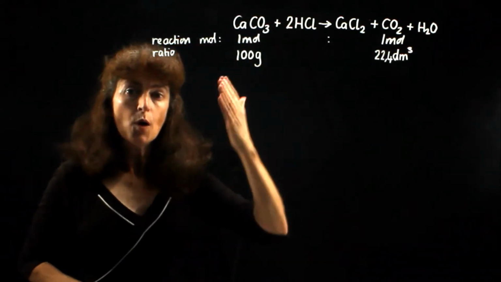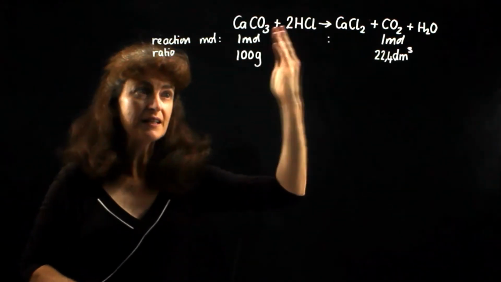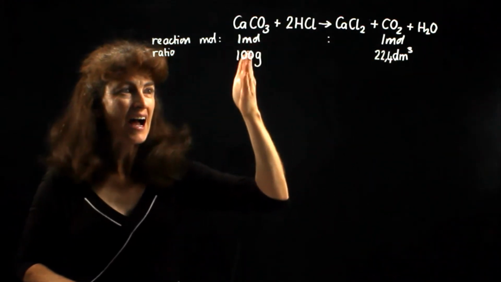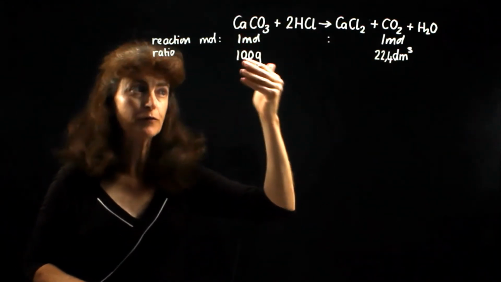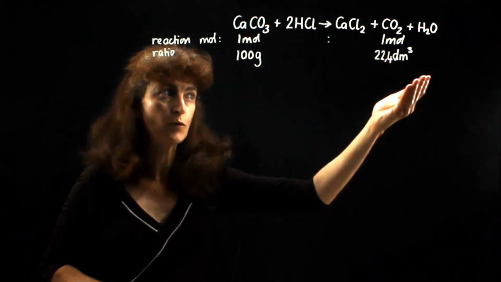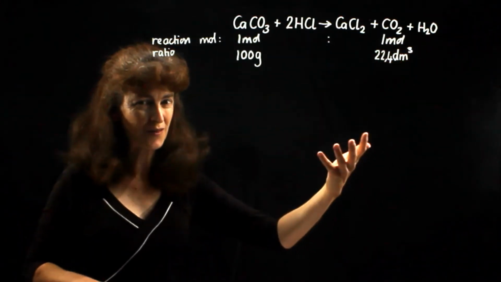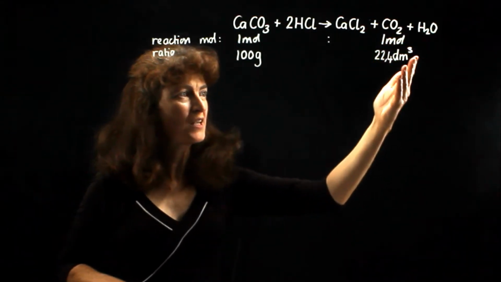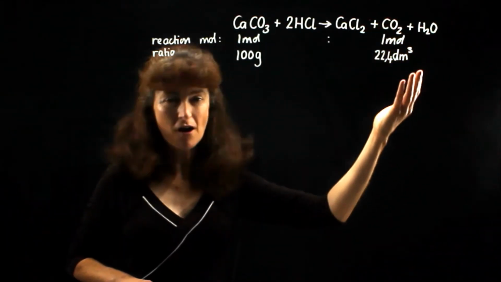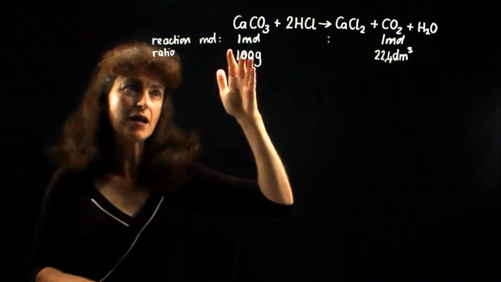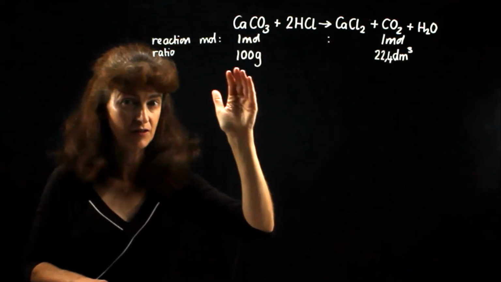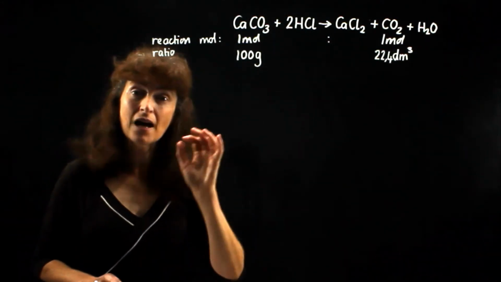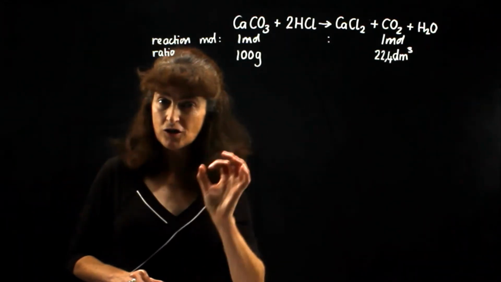So we know that the molar ratio converted to a mass-volume ratio is 100 grams calcium carbonate for every 22.4 decimeter cubed, or rather the other way around, because this is the output, this is the product. 22.4 decimeter cubed of carbon dioxide will be produced for every 100 grams of calcium carbonate that reacts. Now, we don't have 100 grams that reacts. We don't even have 2 grams.